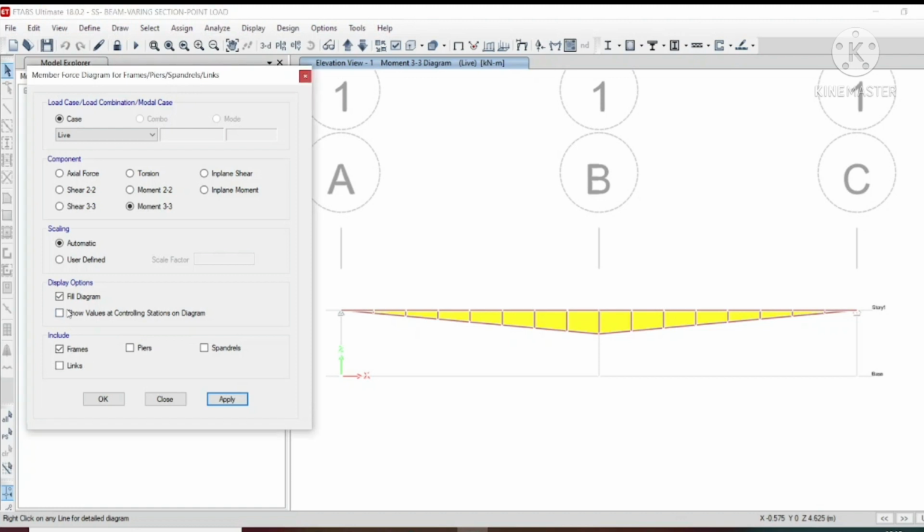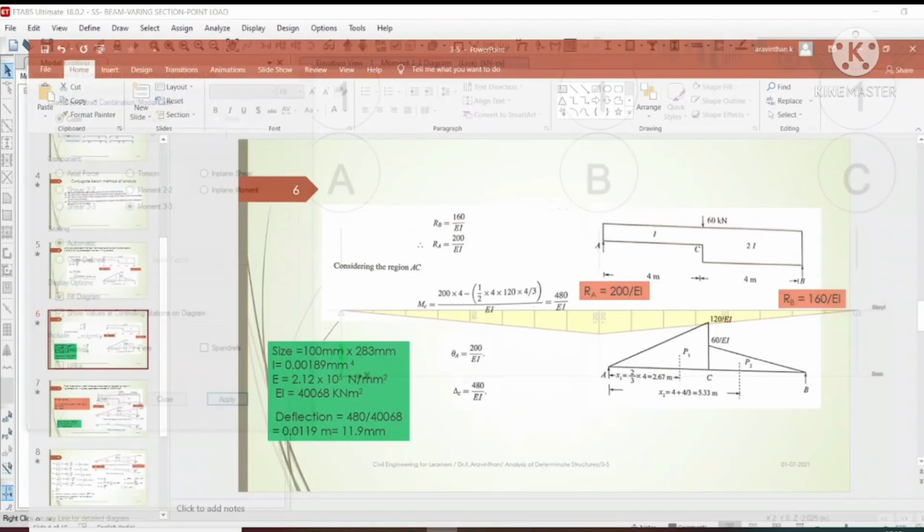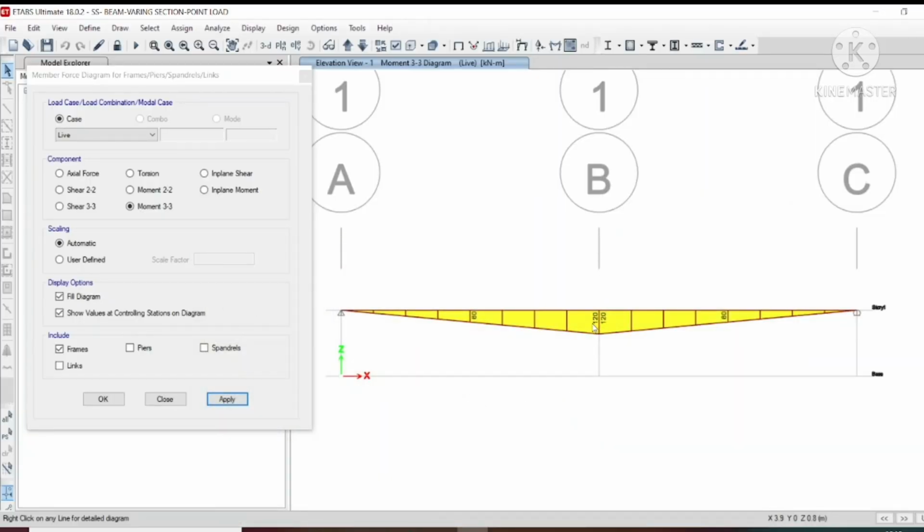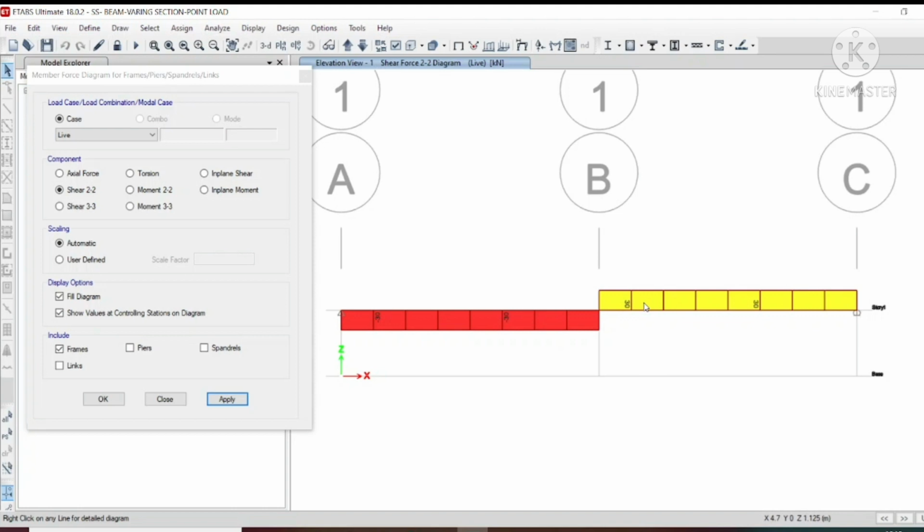So this is our bending moment, that is 120 kilonewton meter. We got 120 by EI here, and the same bending moment we got is 120. And this is our shear force, 30 at the right hand side positive and left hand side negative.